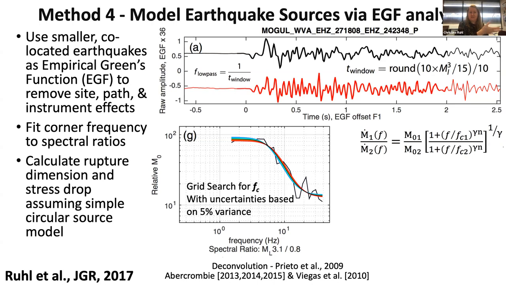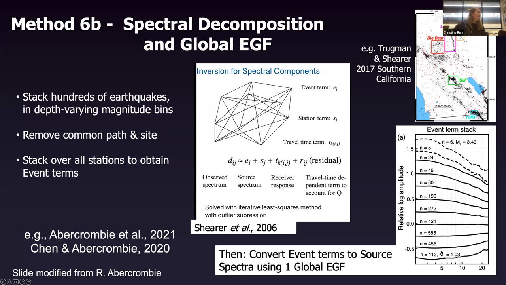So if there was event directivity or something like that, theoretically, we're sort of averaging it out. And then again, from that corner frequency, which we've averaged, we would go ahead and get rupture dimension and stress drop. And then the last method, or the second part, is the spectral decomposition. And this is the new data that I'm going to be showing.